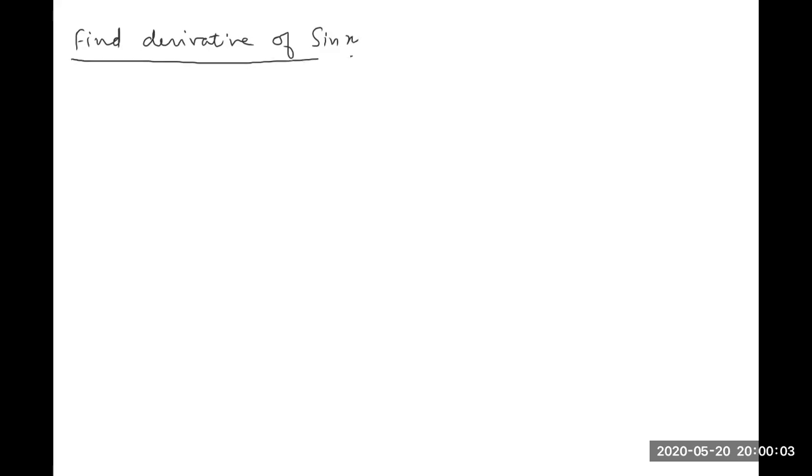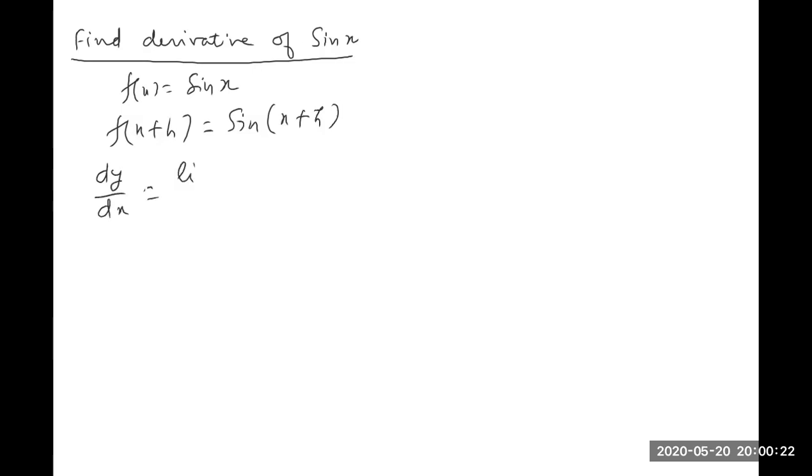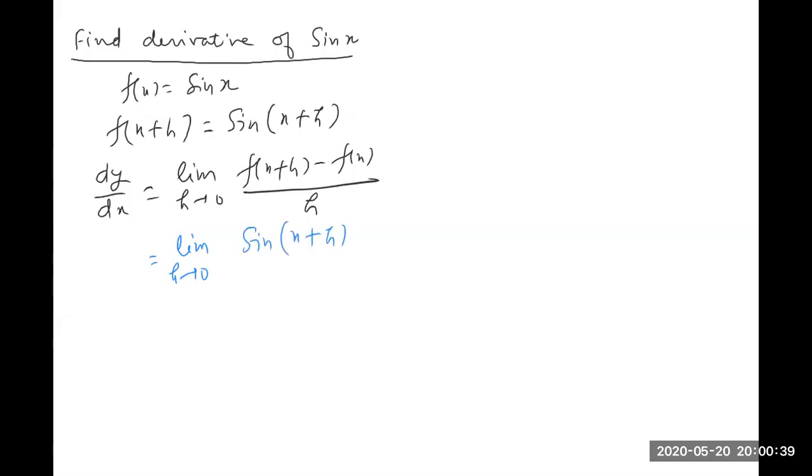See, when the question says find, that means you have to solve it from first principles. So here, what is f(x)? f(x) is equal to sin x. What will be f(x plus h)? f(x plus h) will be sin of (x plus h). So dy by dx is equal to limit h tends to 0, f(x plus h) minus f(x) upon h. Put the values: sin(x plus h) minus sin x upon h.